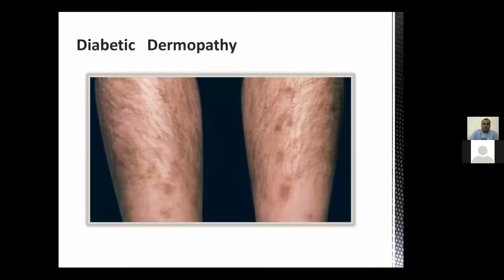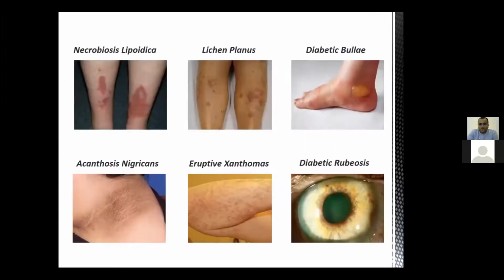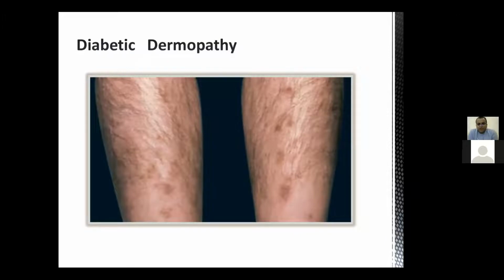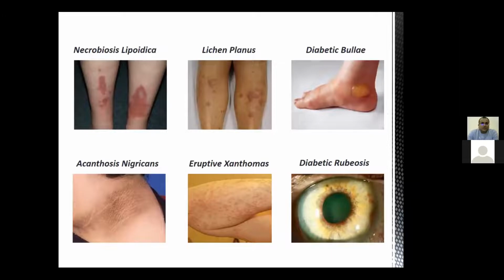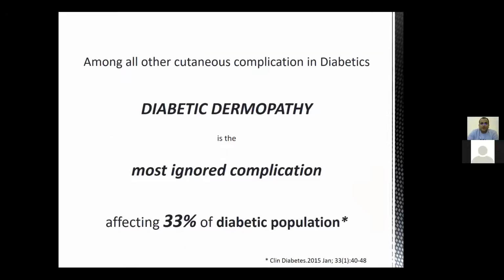Diabetic dermopathy. These are the pictures of diabetic dermopathy that present on the shin bone, mainly with hyperpigmented patches, generally non-itchy and non-painful. These are the pictures of necrobiosis lipoidica, lichen planus, diabetic bullae, diabetic rubeosis, acanthosis nigricans, and eruptive xanthomas. Among all other cutaneous complications in diabetics, diabetic dermopathy is the most ignored complication and affects around one third of the diabetic population.